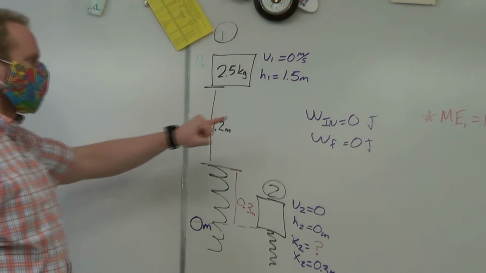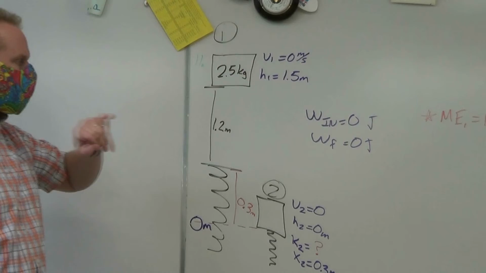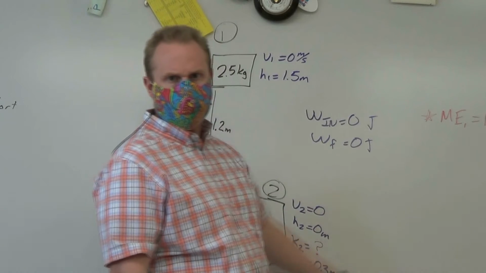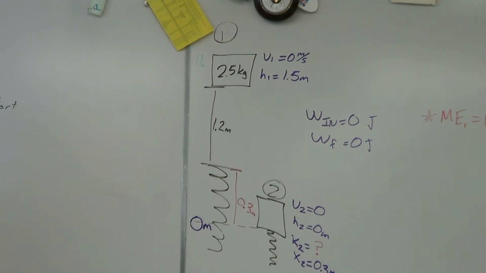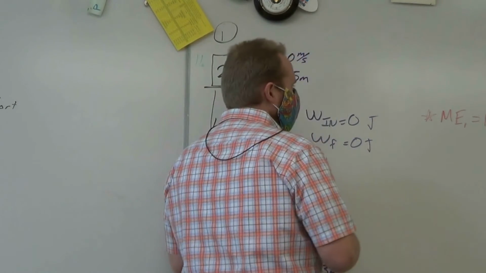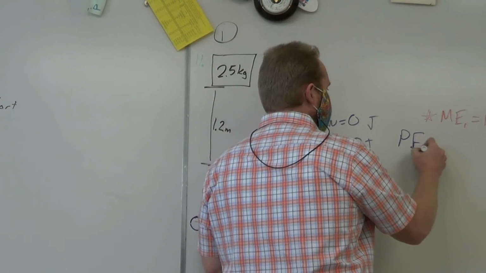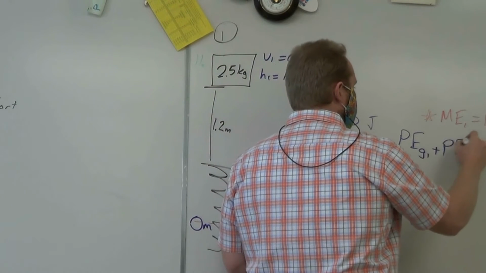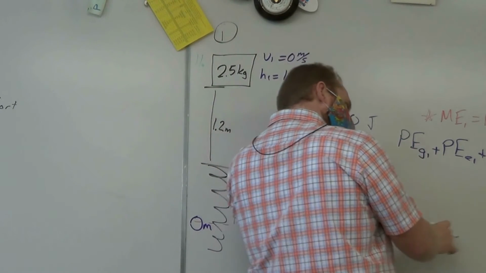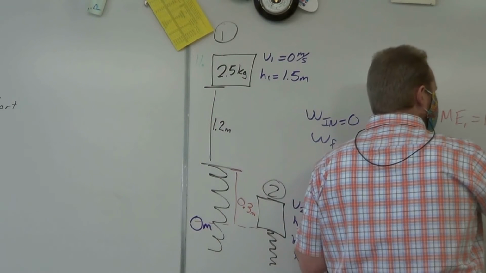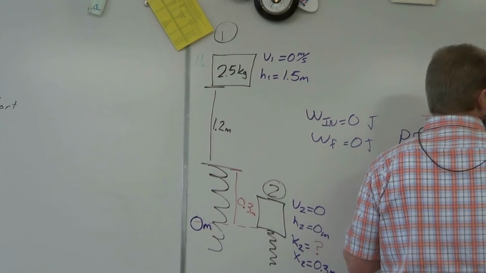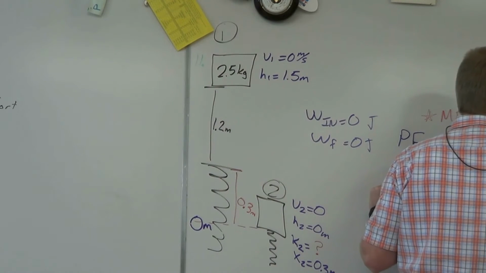So in situations where work in is equal to 0 and our work done by friction is equal to 0, then we get a special type of problem called conservation of mechanical energy. And in conservation of mechanical energy, ME1 is going to equal ME2. ME1 is what we get when we take our potential gravitational energy at location 1 and add it to my potential elastic energy at location 1, and add it to my kinetic energy at location number 1. And we can set that equal to ME2, which is PEG2 plus PEE2 plus KE2.